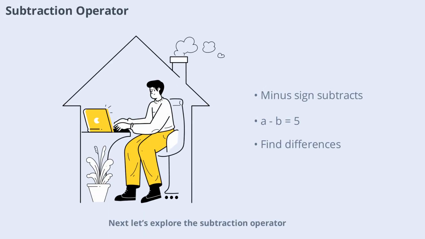Next, let's explore the subtraction operator. The minus sign (-) is used to subtract one number from another. In JavaScript, you can write console.log(a - b) to get the difference between a and b. If a is 10 and b is 5, the result will be 5. Subtraction is useful for calculating changes, differences, or remaining values. It's a fundamental operation that helps us manage and compare numbers in our code.